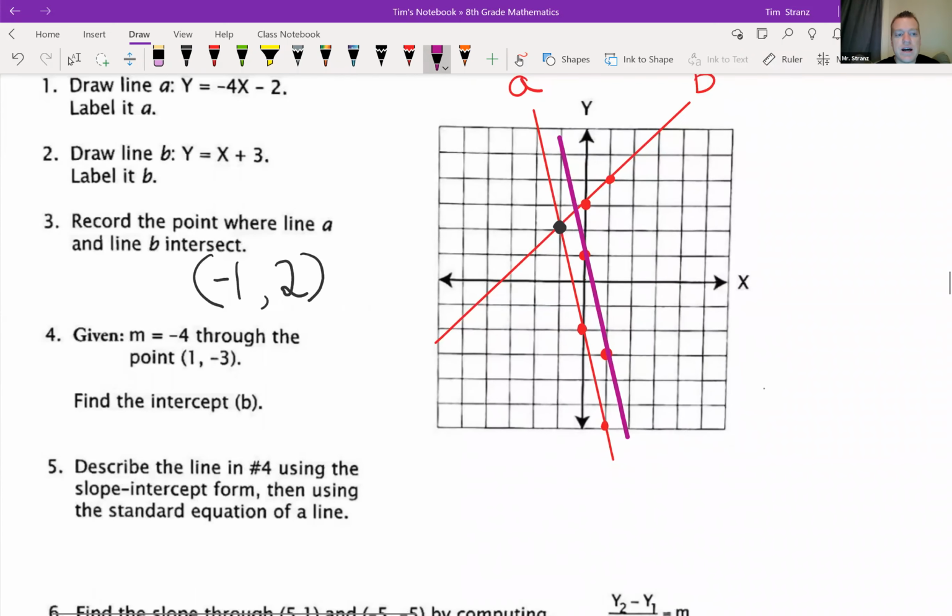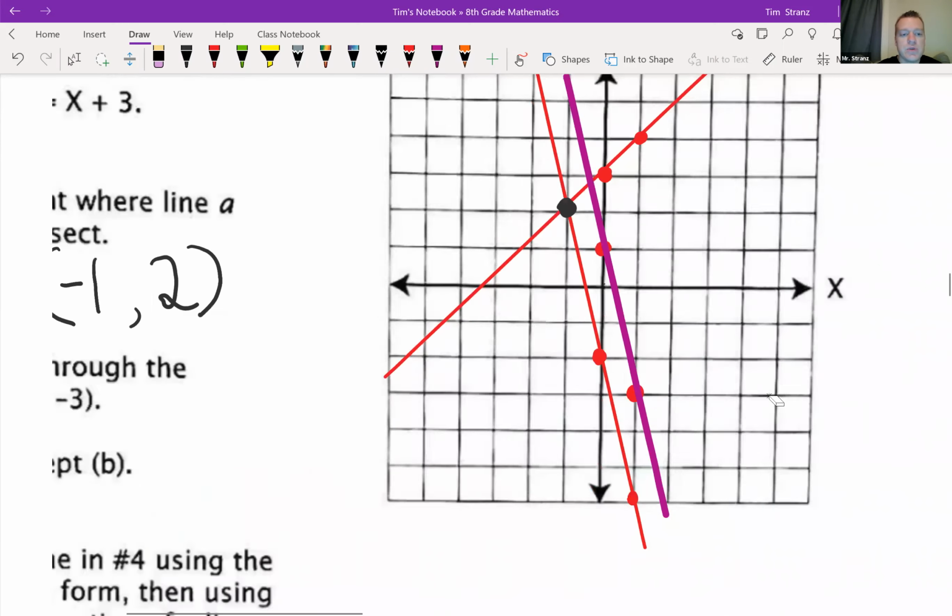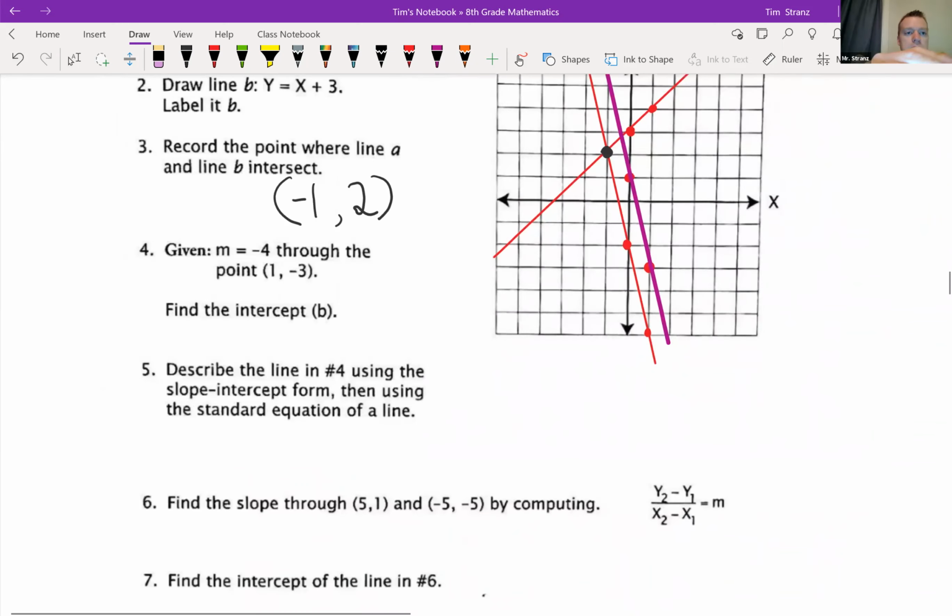So number 4 says find the y-intercept. So again, the y-intercept is where the line I just drew is going to cross over the vertical y-axis. You can see it crosses over right here, okay? And that point is a positive 1. Okay, so we know that my y-intercept is going to be 1. Okay, positive 1. So you can even write a little positive there if you want to.